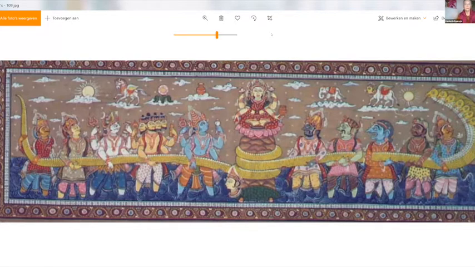So Vishnu transformed himself into Mohini, his seductive form, and he confused the demons and only gave the Amrita, the drink of immortality, to the Devas. But then the demons got onto them.